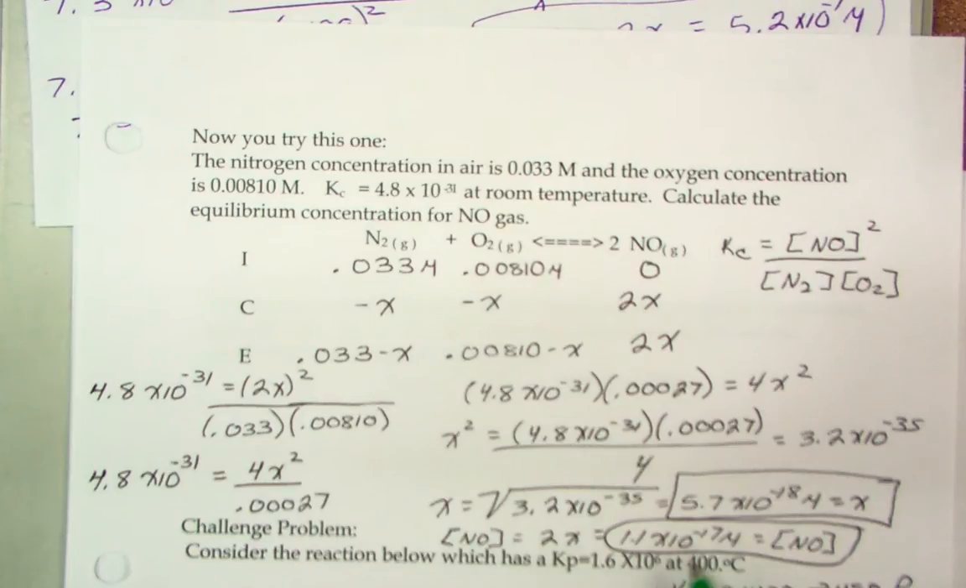I solved for x, got 5.7 times 10 to the negative 18th molar, so 2x is 1.1 times 10 to the negative 17th molar. So however you worked through your algebra, as long as you did correct math, you get the same correct answer.